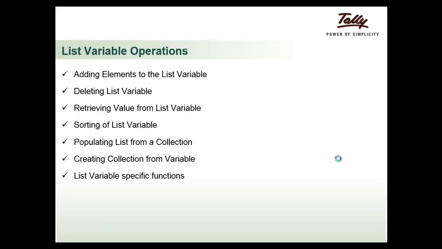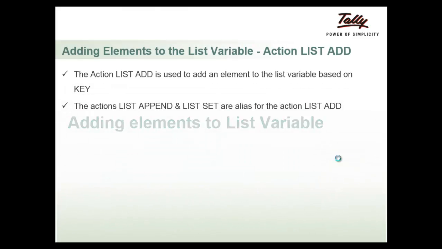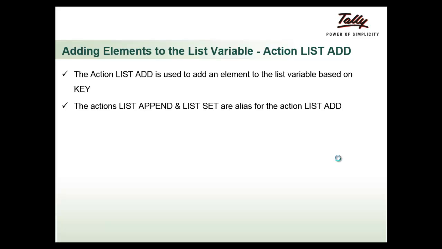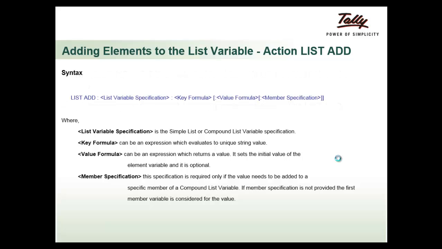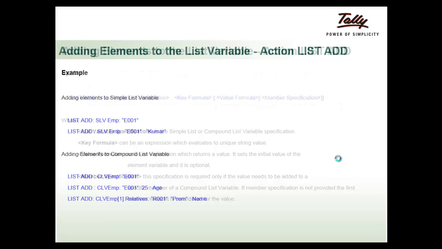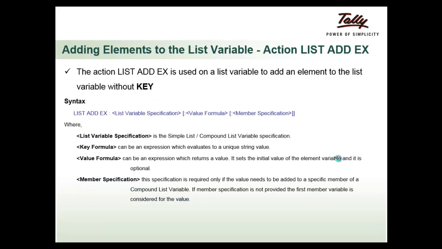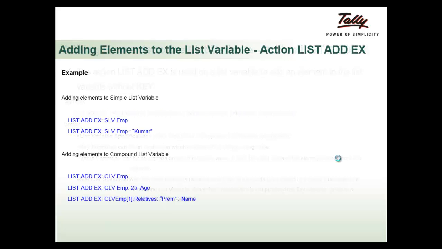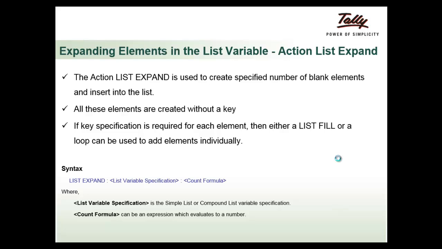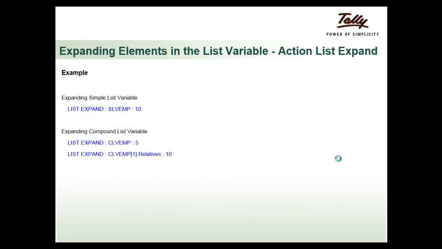So first we went starting with adding elements to list variable, then deleting them, then how do we retrieve values from list variable, then how do we sort the list variable, and then how do we populate a list from a collection, and how do we create a collection from the variable, and we also saw some of the list variable specific functions. So how do we add elements to the list variable? We can use either list add. Through list add, you add elements to list variable using key, and with the help of action list addx, you add elements to a list variable without a key, and with the help of action list expand, you just add empty elements to the list variable, and the number of elements added will be specified in the count.